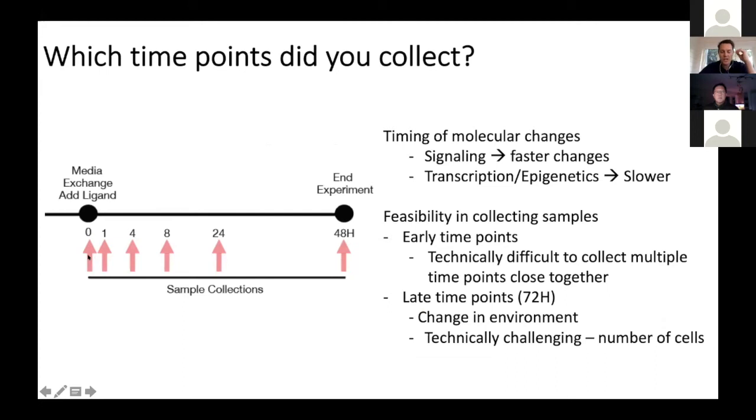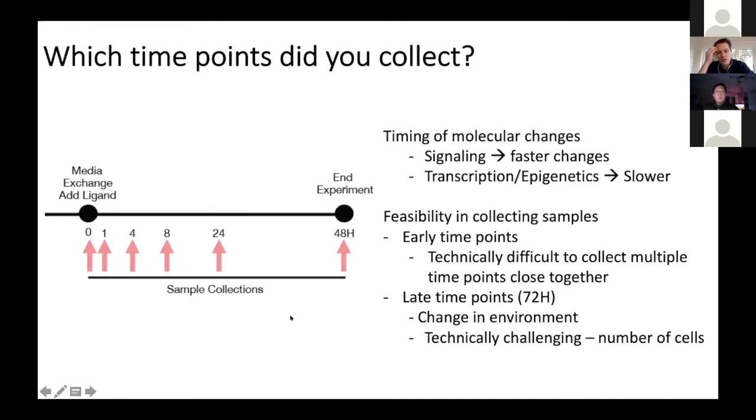In addition, we thought about the number of time points to collect and when we collected them. In doing so, we were thinking about 2 different things. One was the timing of the molecular changes. Some changes in the biological signals you expect to occur relatively quickly, such as changes in signaling, and other changes you expect to be much slower, specifically changes in RNA-seq and also epigenetic changes. So for signaling, we tended to collect the 0, 1, 4, 8, 24, and 48-hour time points, whereas for the ATAC-seq and also for the RNA-seq, we collected the 0, 24, and 48 hours.